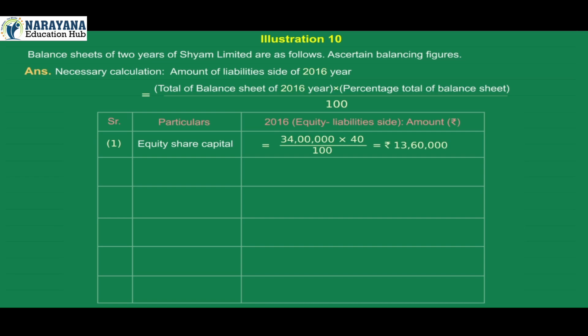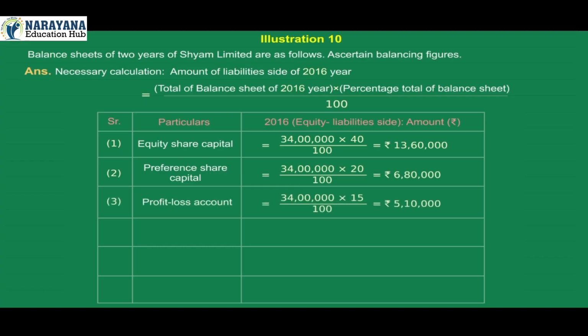lakh 60,000. 2. Preference share capital is equal to 34 lakh into 20 divided by 100 is equal to rupees 6 lakh 80,000. 3. Profit and loss account is equal to 34 lakh into 15 divided by 100 is equal to rupees 5 lakh 10,000.